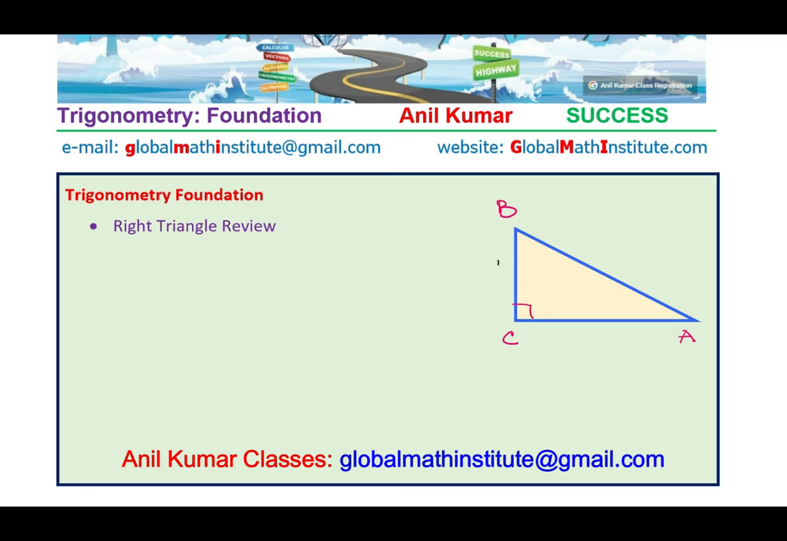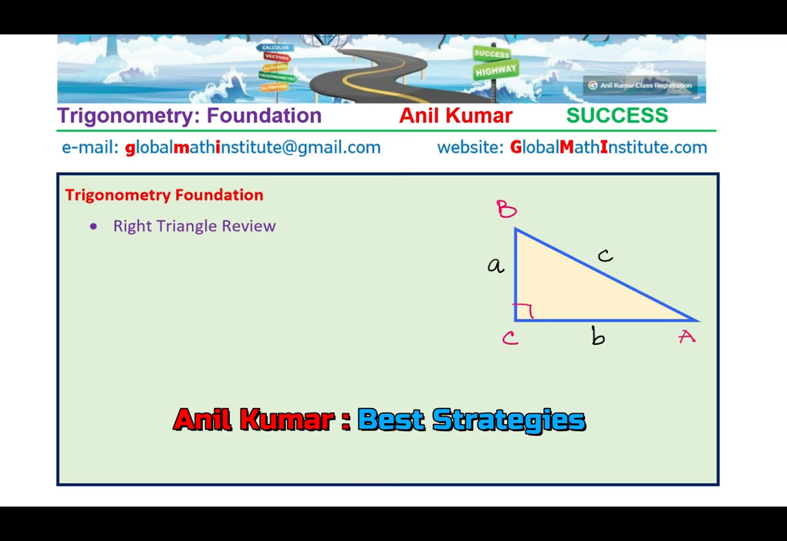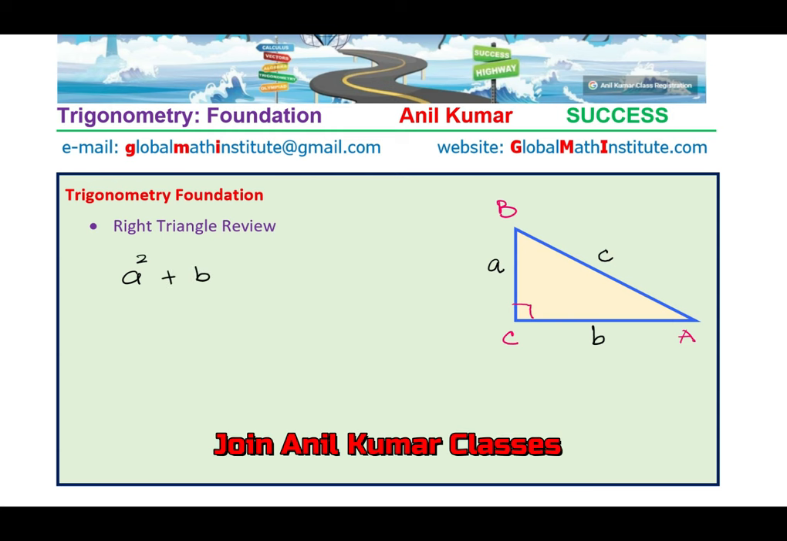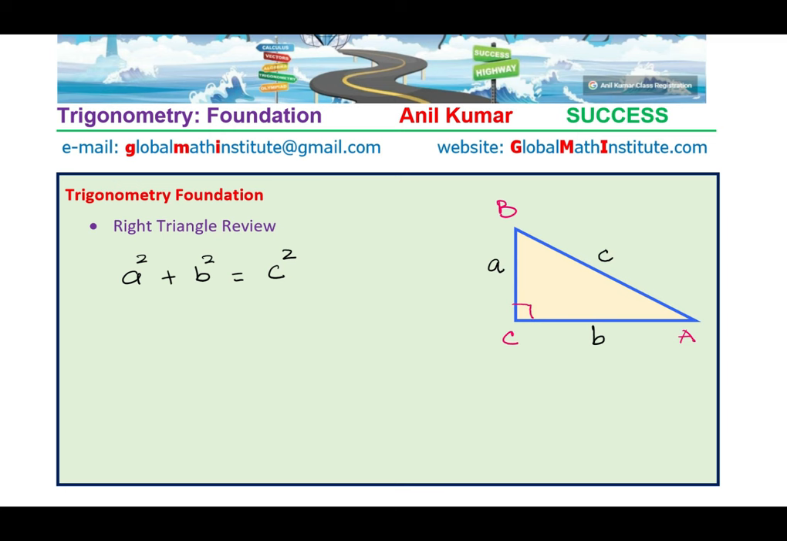Normally, we label lowercase a for side opposite to capital A, lowercase b for side opposite to B, and lowercase c for side opposite to the 90 degrees. And in Pythagorean theorem, you learn how are they related. The sum of squares of two smaller sides, a square plus b square, is equal to c square. Now that really helps us to find the third side if two are given to us, right?